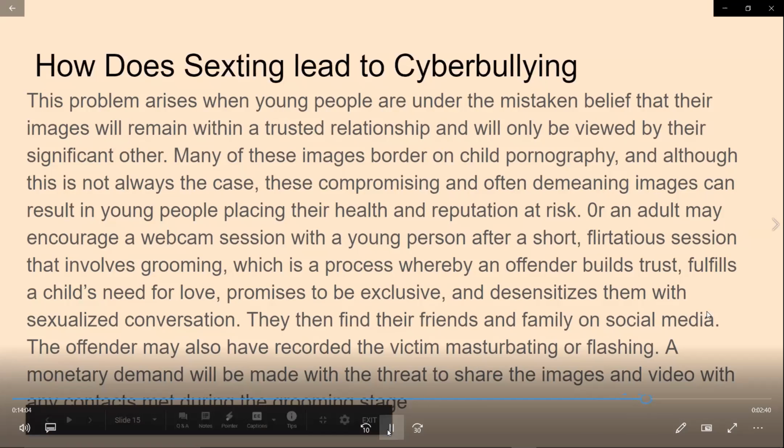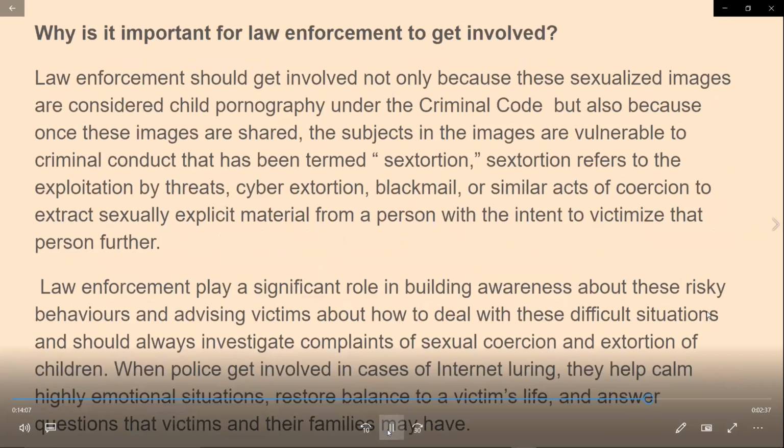the grooming stages. Why is it important for law enforcement to get involved? Law enforcement should get involved not only because these sexualized images are considered child pornography under the criminal code, but also because once these images are shared, the subjects in the images are vulnerable to the criminal conduct that has been termed sextortion. Sextortion refers to the exploitation by threats, cyber extortion, blackmail, or similar acts of coercion to extract sexually explicit material from a person with the intent to victimize that person further.